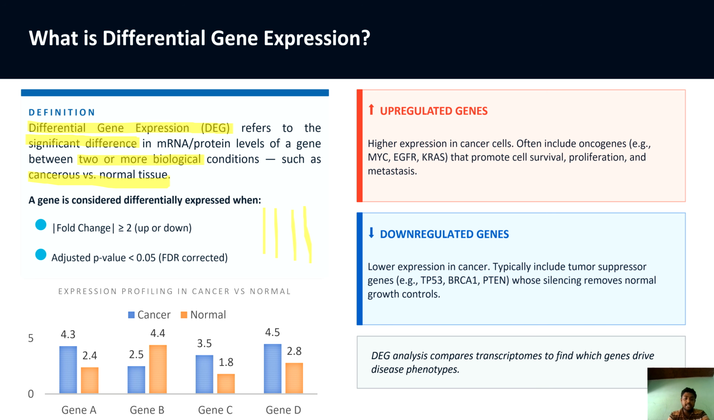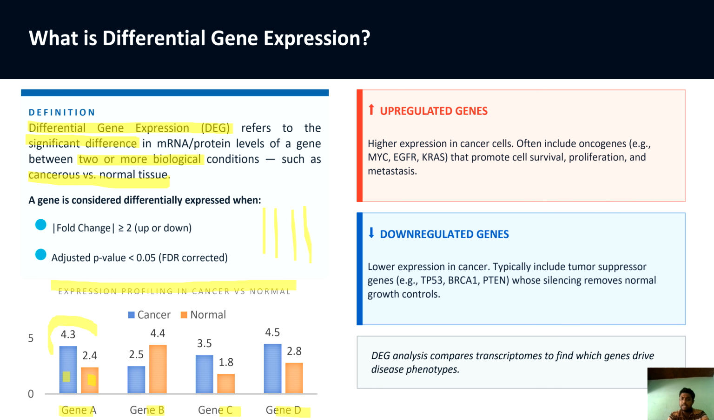Now we'll see in this diagram where the expression profiling in cancer and normal is given for some genes: gene A, gene B, gene C, and gene D. In the case of gene A, the expression is significantly high. The blue one is the cancer and the orange one is the normal, so here we can easily see that the cancer has higher gene expression than the normal.